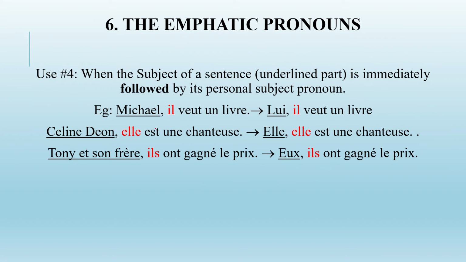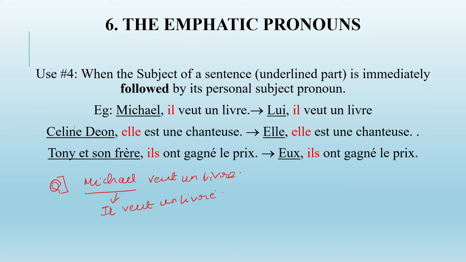Okay, now the next one, this is a little unique one. When the subject of a sentence is underlined, okay, the subject of the sentence is underlined and it is already followed by its personal subject. So, for example, if I give you this sentence, okay, Michael veut un livre, okay, and I underlined Michael and I gave it to you. Suppose this was your question. What would you do? Michael is your subject, right? So you replace it with the first step, that is personal subject. Michael is masculine singular, so you put il and then you write the rest of the sentence as it is, right?